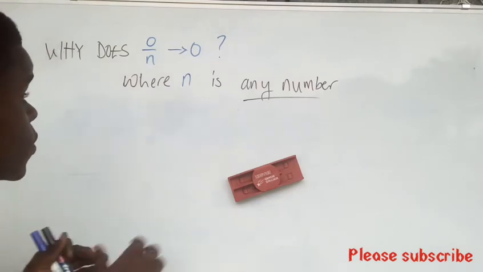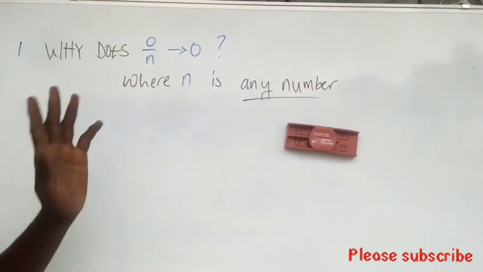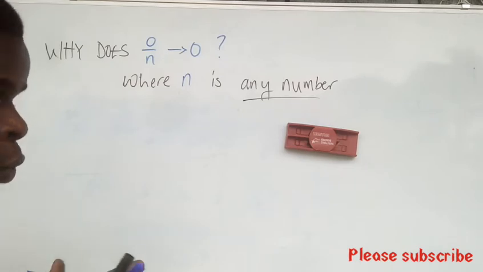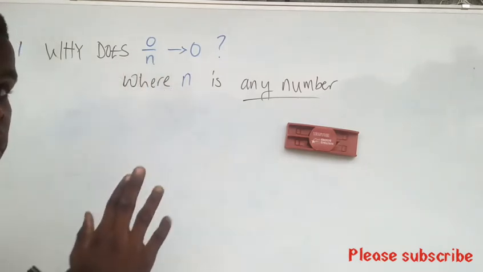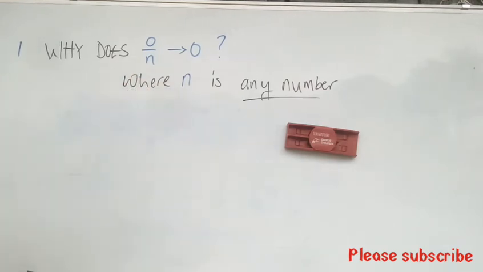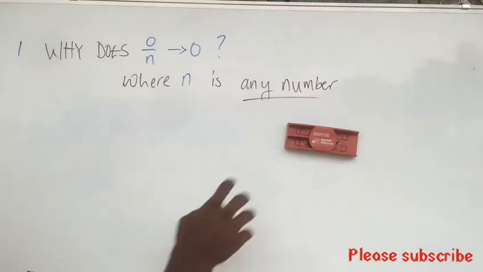Now in this video we'll be answering this question: why does 0 over n equal 0? Why is it that when 0 is divided by any number, the result would be 0? No matter how big or small the number is, the result still gets to 0. Now let's look at that.